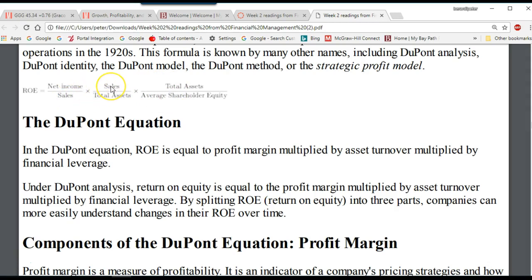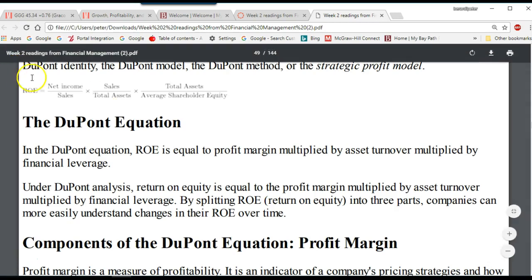We simply cross out sales in the numerator and denominator. That gives us net income over total assets. Net income over total assets is the return on investment ratio. So you might see problems that just start out with return on investment. Return on investment is the first two ratios of the DuPont ROE model or method. So net income over sales times sales over total assets equals return on investment. How much income is generated by a dollar of assets?